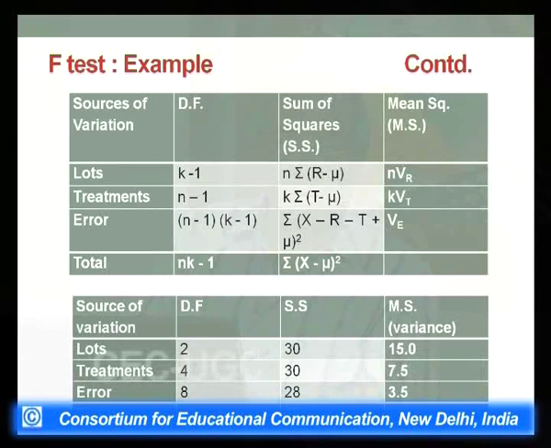Now lots were 3, so degree of freedom would be 3 minus 1, that is 2. Treatments were 5, 5 minus 1 is equal to 4. Error, which was worked out as 8, we have written here. The sum of squares which we worked out, 30, 30 and 28, we have written here. Then variance. Variance would be SS divided by degree of freedom, that is 30 divided by 2, 15. Then 30 divided by 4, 7.5, and error 28 divided by 8. So here you will find 3 components have been taken care of.